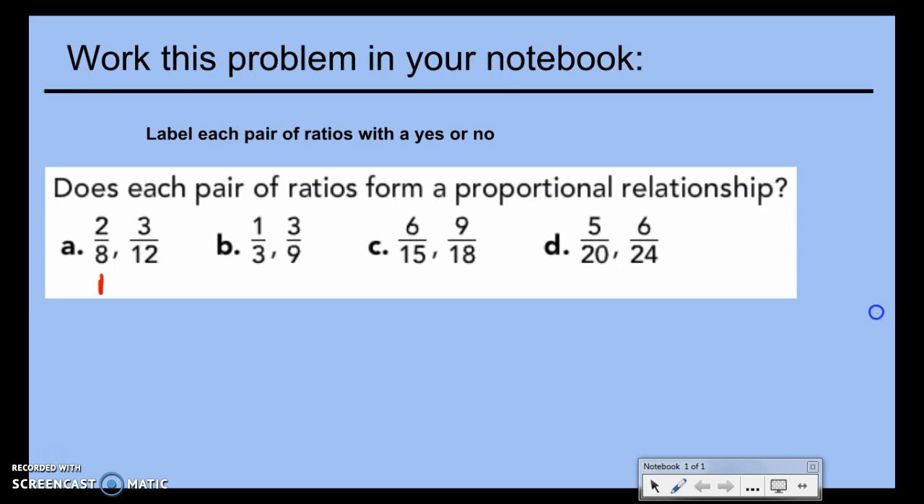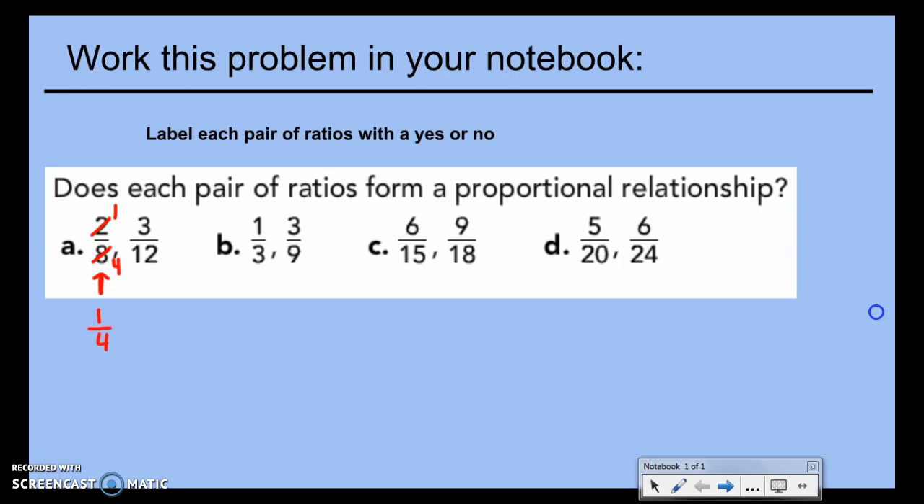Okay, we're going to start with 2/8. We have to figure out if 2/8 and 3/12 are equivalent, or if they're proportional. The first thing you need to do is look at your fraction and decide, yes or no, can or can it not be reduced? So you have to see if you can find a common factor of 2 and 8. And guys, that's going to be 2. 2 divided by 2 is 1. 8 divided by 2 is 4. So your first fraction is equivalent to 1/4.